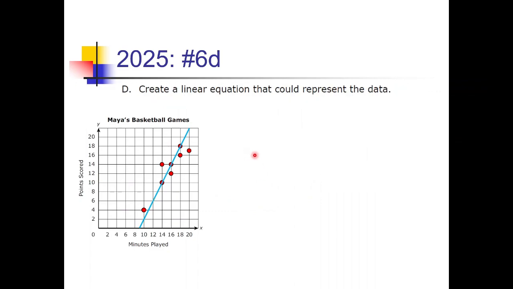For the final part of this problem, they want us to create a linear equation that could represent the data. So we've got this line of best fit that we've drawn. Again, we're just going to use that for this problem and create an equation that describes the line. Now we really have kind of two go-tos when we look at a graph and we're trying to come up with the equation of a line. There's the slope-intercept, y equals mx plus b form. That doesn't work so well initially on this one because we don't really know the y-intercept. It's going to be somewhere in negative territory.